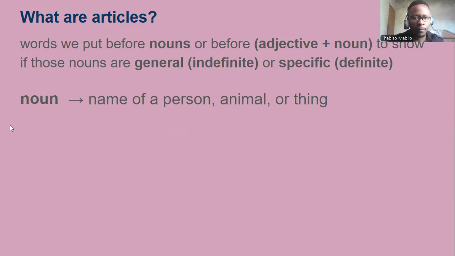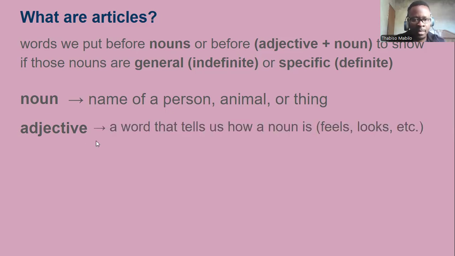Okay? Next, an adjective. An adjective is a word that tells us how a noun is, feels, looks, etc. An adjective is a word that describes a noun. For example, beautiful car. Beautiful is an adjective, and car is a noun. So beautiful tells us how the car looks. So it is an adjective. All right?